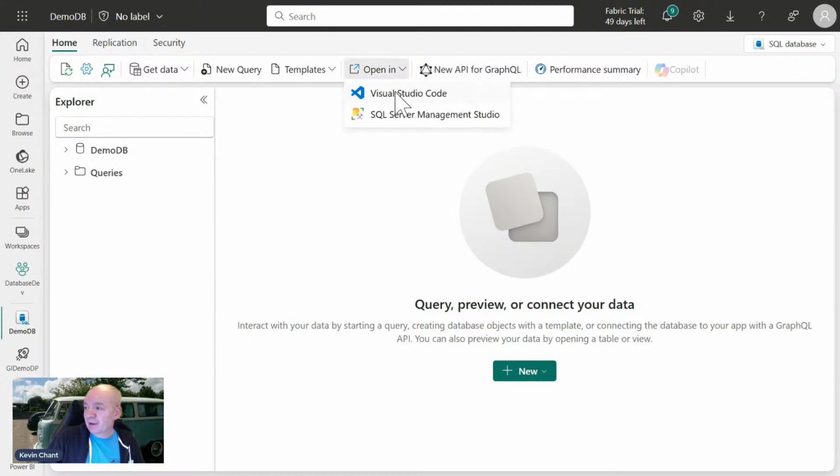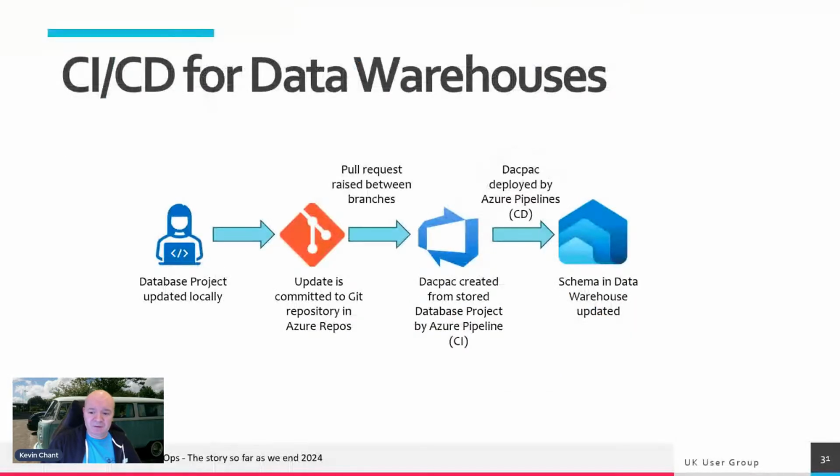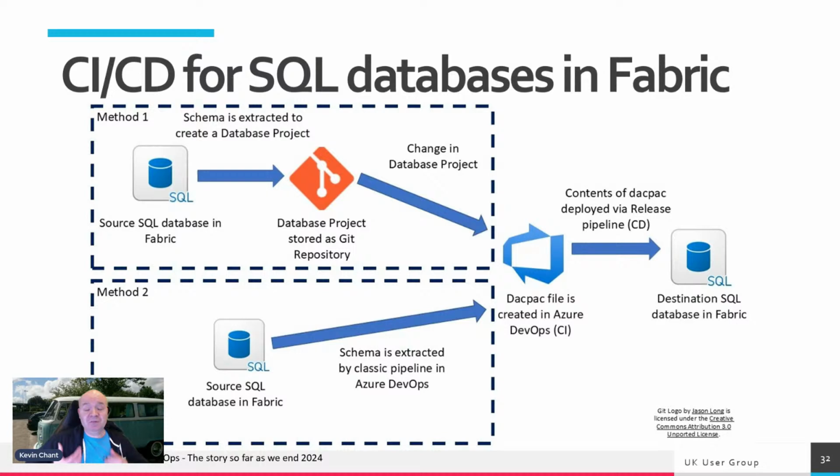If I clicked on Visual Studio Code, it would give me the connection details. Just like with data warehouses, I can get the connection string, which means we can perform CI/CD for SQL databases in Fabric as well. Here are two particular methods. You can create a database project based on the SQL database in Fabric, or we can directly extract the schema of a SQL database in Fabric into a DACPAC file, and then use the contents of that DACPAC file to deploy updates to one or more SQL databases in Fabric.